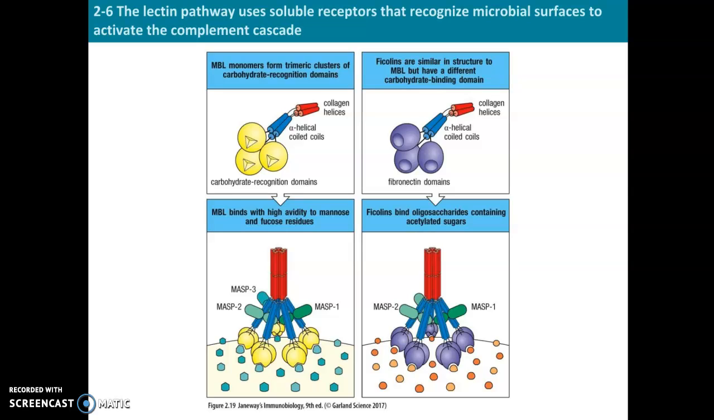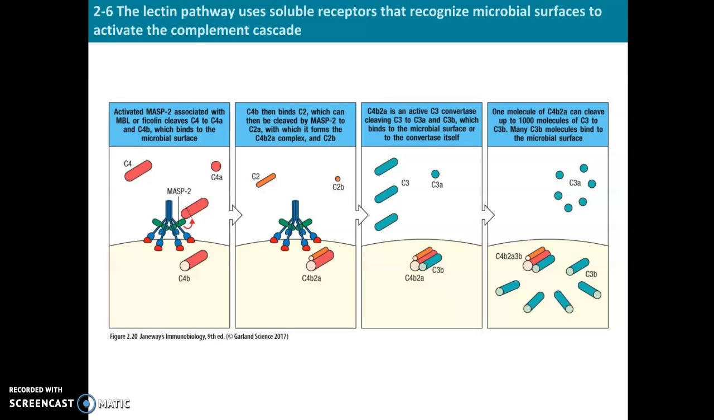And so the only difference between MBL and ficolin is their carbohydrate recognition. Either they're going to recognize these sugars or they're going to recognize fibronectin. In either case, they're going to bring a MBL-associated serine protease with them, and that will act as the protein that does proteolysis of C4, I'm sorry, C4 into C4a and C4b.